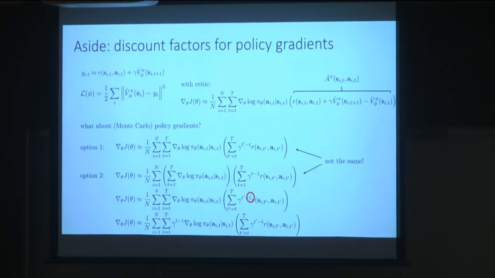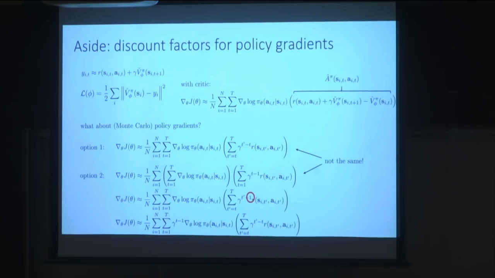And when I do that, now it becomes a little clearer how exactly these 2 things are different, because now this bit and this bit is exactly the same. The only difference is that over here, there's a gamma to the t minus 1 in front of the grad log pi, whereas over here, that factor is absent. So these are 2 different discounted policy gradient estimators that I can write down.